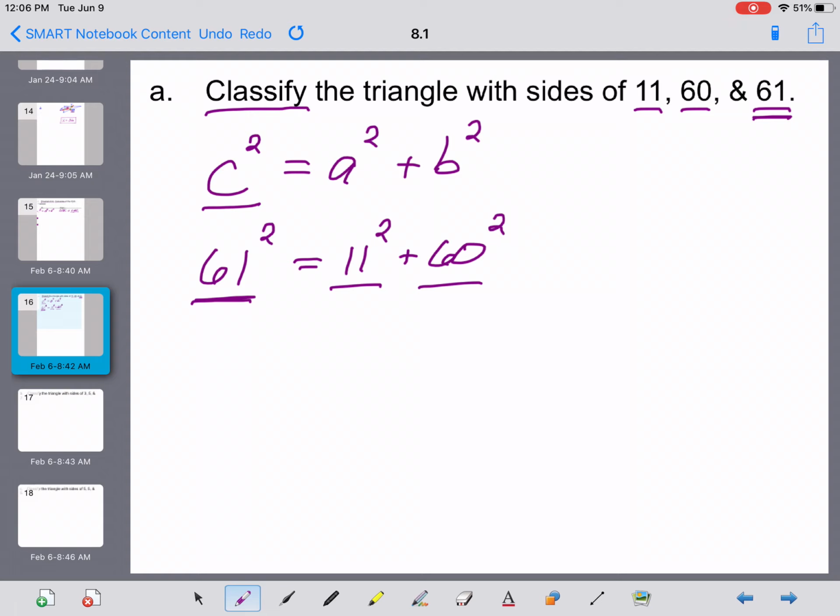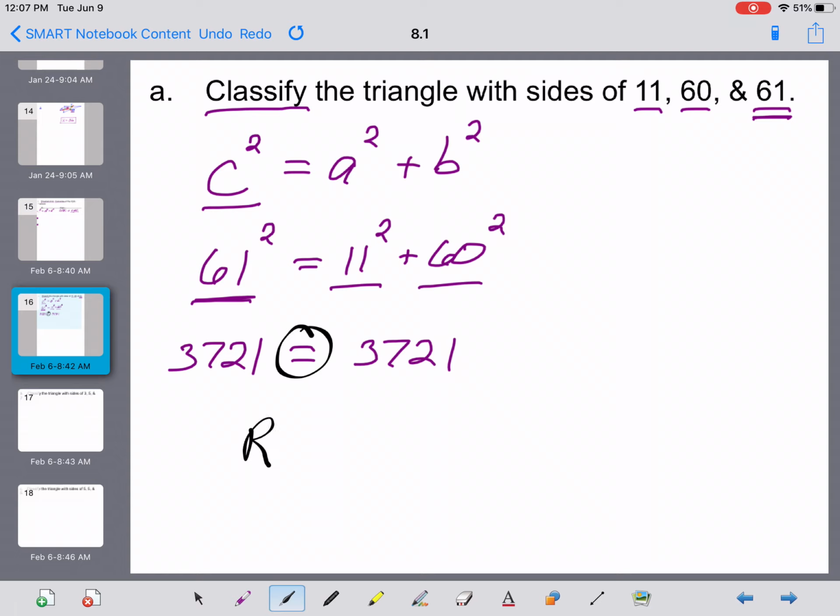Okay, so I'm going to go to my calculator, and on the left-hand side, I'm going to do 61 squared, and my calculator tells me that that number is 3721. On the right side, again, you can do this all at once. 11 squared plus 60 squared gets us, wouldn't you know it, 3721. So what just happened, guys? C squared was equal to a squared plus b squared. The Pythagorean theorem worked out.